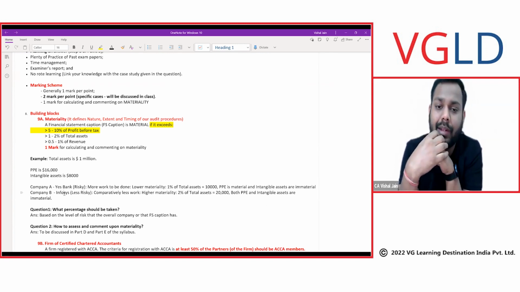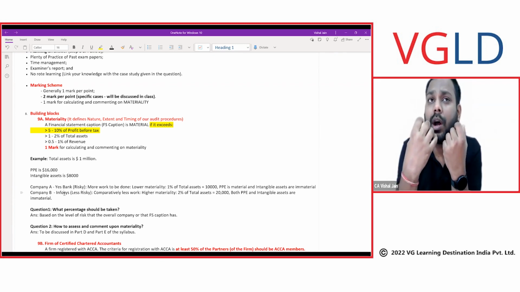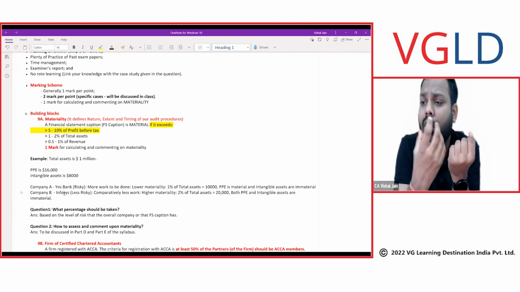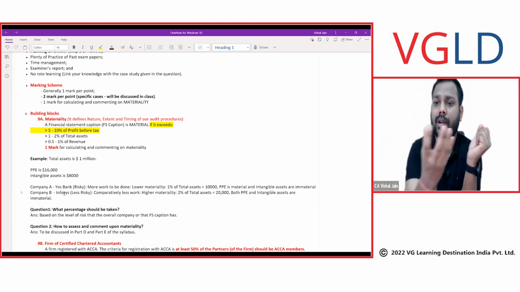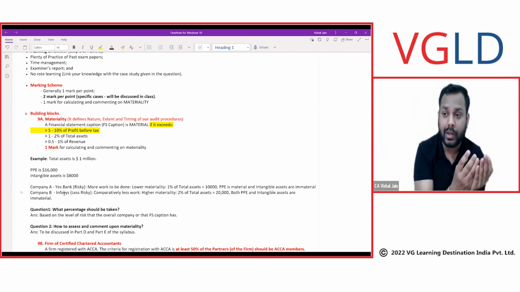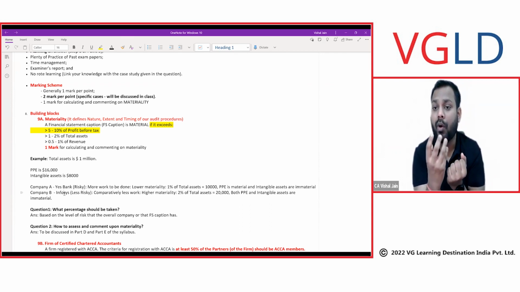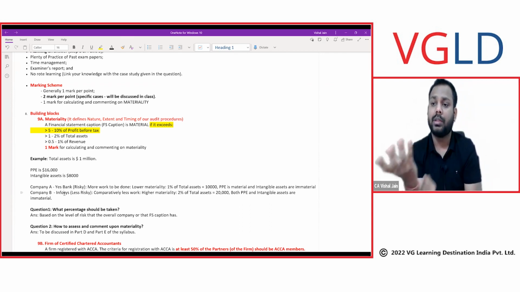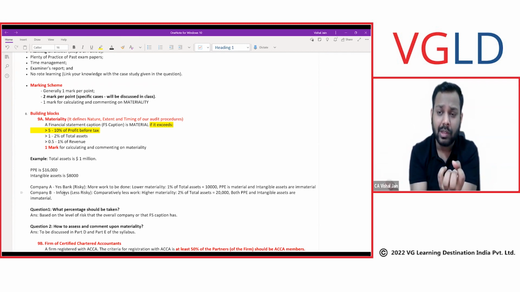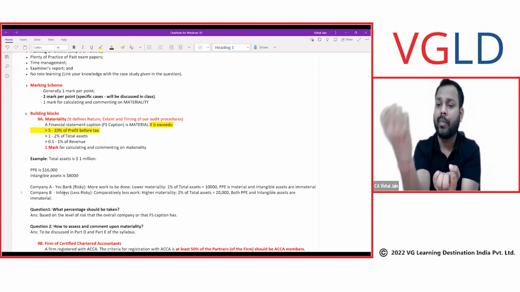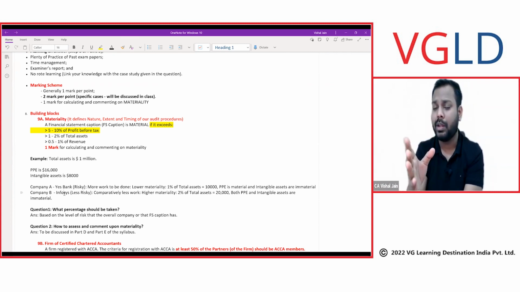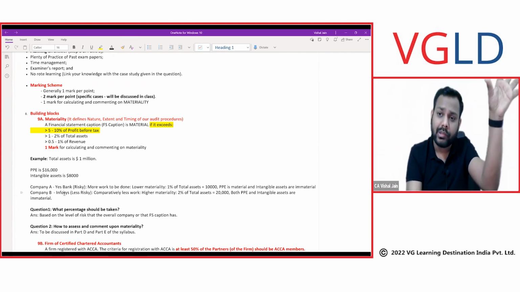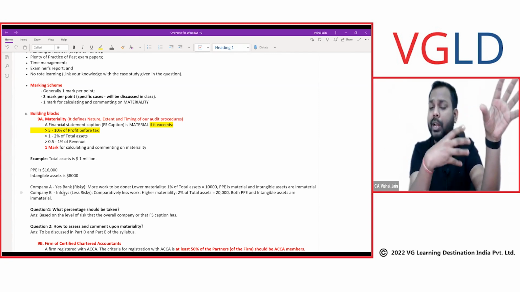I'll reiterate the same thing. AAA is not about how much knowledge you have, it's about how well you can apply that knowledge. Even if you have very little knowledge but the ability to apply it in a wonderful manner, you can definitely excel better than the student who has very high knowledge but very low application skills.